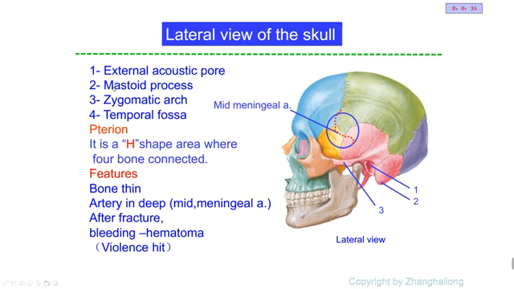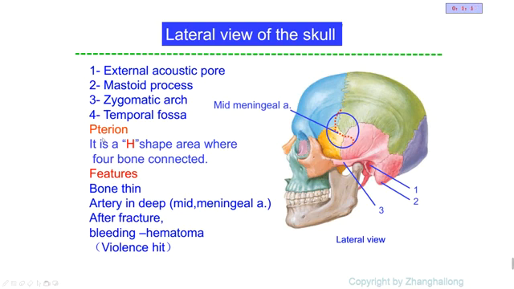Second one, you can see the mastoid process, the inferior part of your temporal bone, and you can touch it on your surface. Third one is the zygomatic arch. It belongs to the temporal bone. Go forward, connect with the zygomatic bone. And if you wear glasses, the leg of the glasses will hang on the arch.